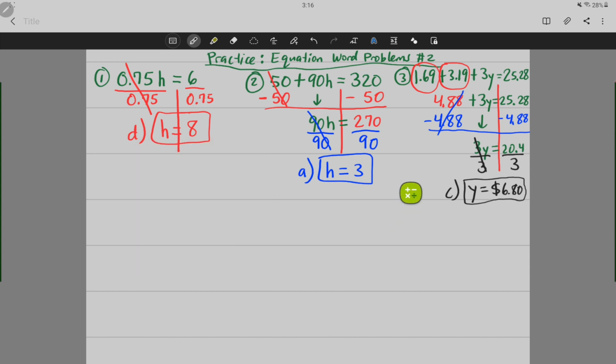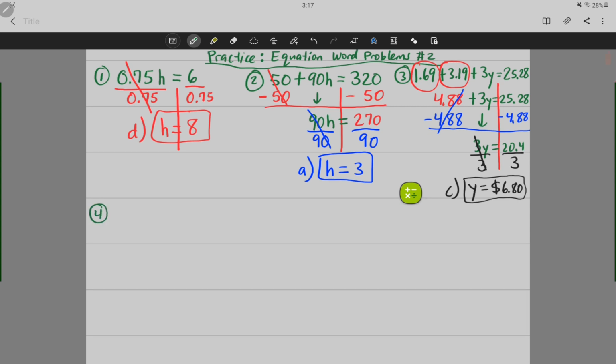All right, doing good so far. Halfway done. We have 3 more to go. So number 4. Let's just go down a little bit.